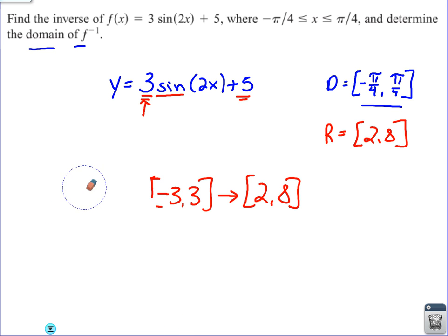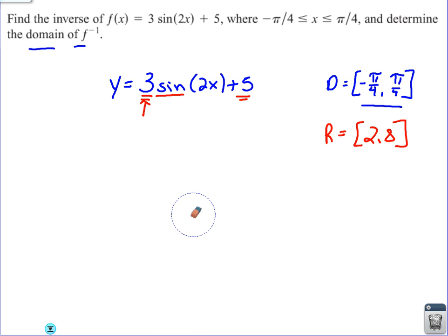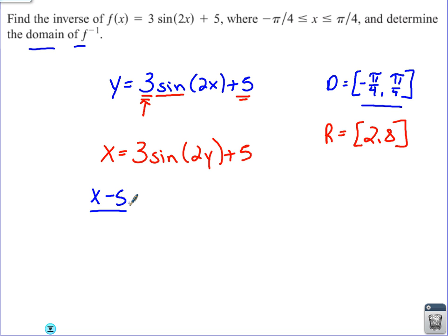So now let's work it out, and we'll talk more about that in just a second. To find the inverse of this, y equals this stuff turns into x equals this stuff. So we now have x equals 3 times the sine of 2y plus 5. Solve it for y. Let's move our 5 over by subtracting 5. And to save some paper, let's go ahead and move the 3 over by dividing, since it's multiplied.